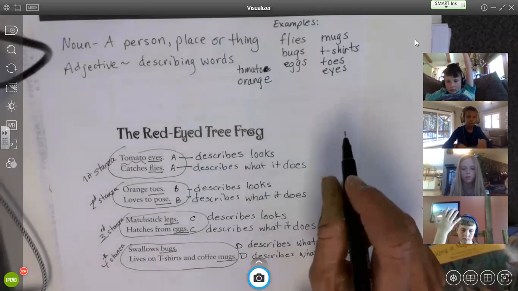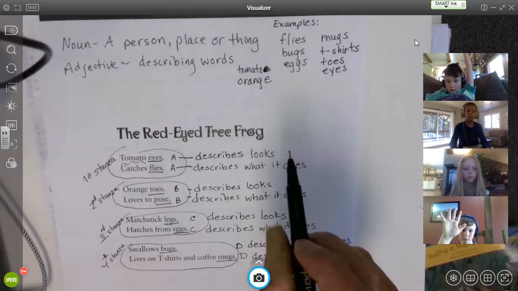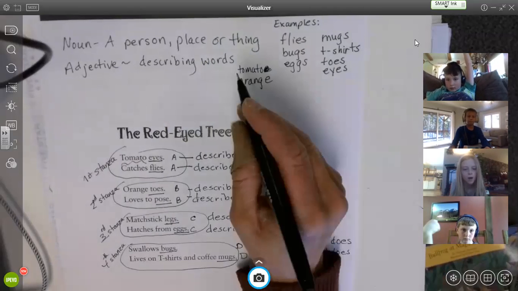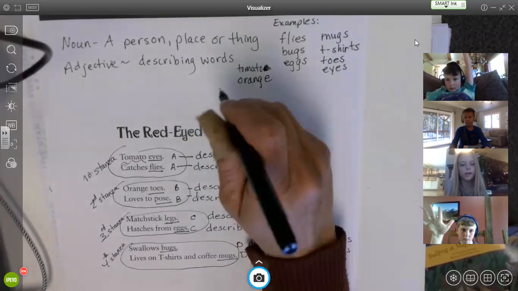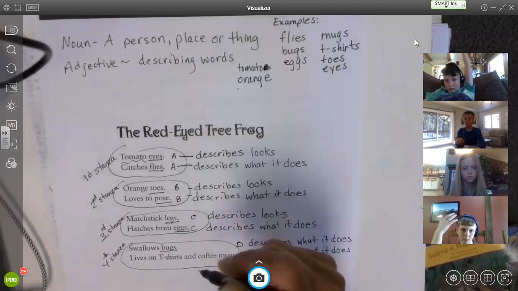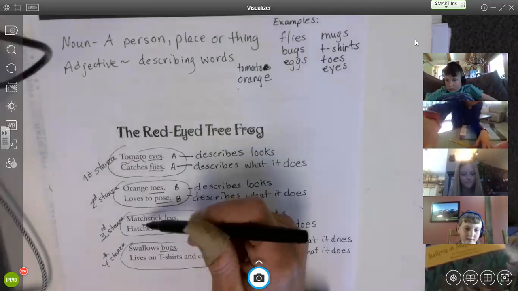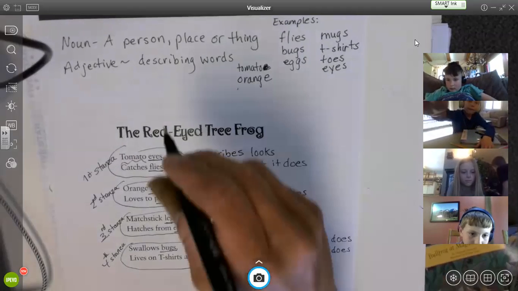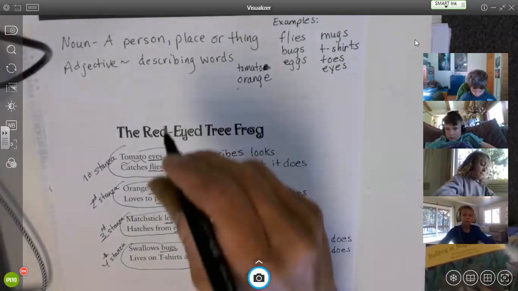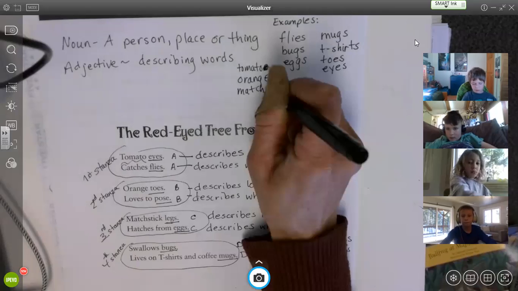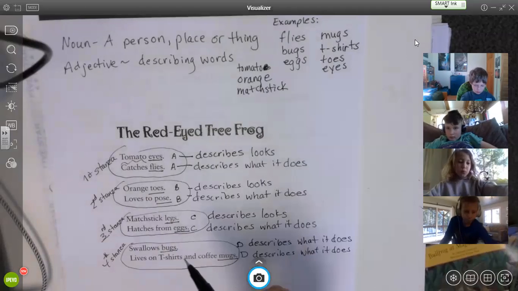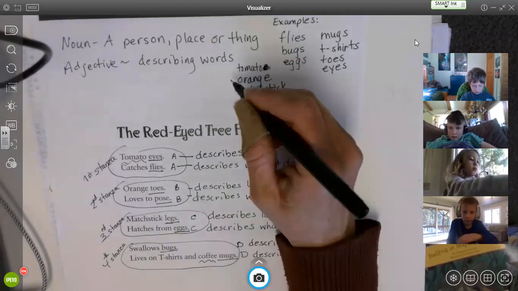What word is describing legs? Can you unmute and tell me what word is describing the legs of the tree frog? Small and green. That's not in the poem. Help her out. Cole, what word describes the legs in the poem? Matchstick. Yeah, a matchstick is a noun normally, but the way the poet's using it, it's describing the legs. And what kind of mugs are they? Noah, what kind of mugs?